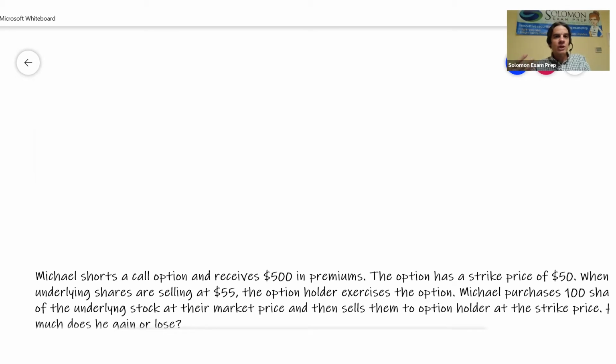Now, when somebody shorts a call option, it means they sell that call option to the option holder, and if the option is exercised, if the price of the underlying security goes above the strike price and the option holder decides to exercise the option, that means the option seller, if they don't already own those shares, is going to have to go out in the market and buy those shares for their market price, which is going to be higher than the strike price. That's why the option was exercised in the first place.